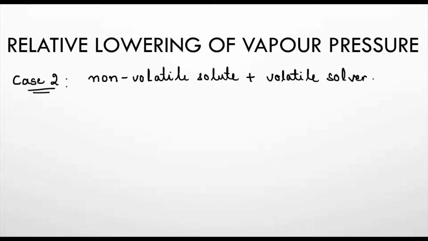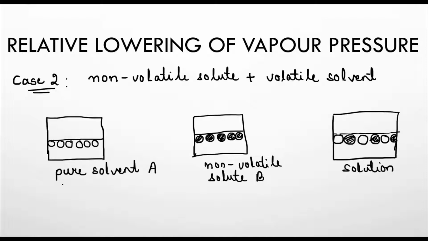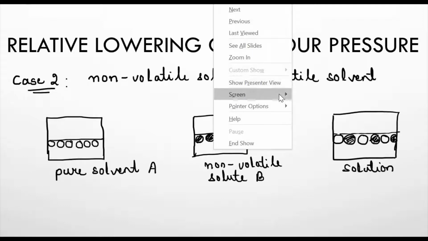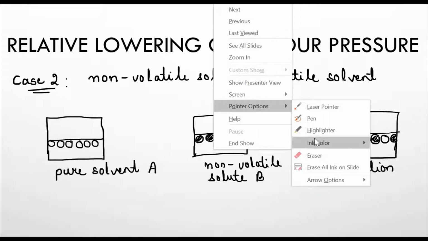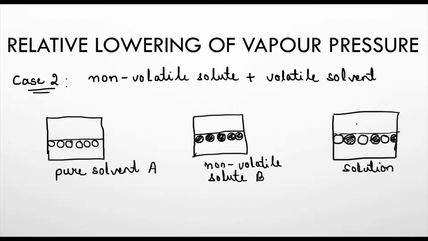So we have taken a beaker in which we have a pure solvent A, and we have taken a non-volatile solute B. These two, solute and solvent, combine together, resulting in the formation of a solution in which both the solute and solvent particles are present. So in the case of a pure solvent, what will be the vapor pressure? We have already learned that we represent it as P naught A.